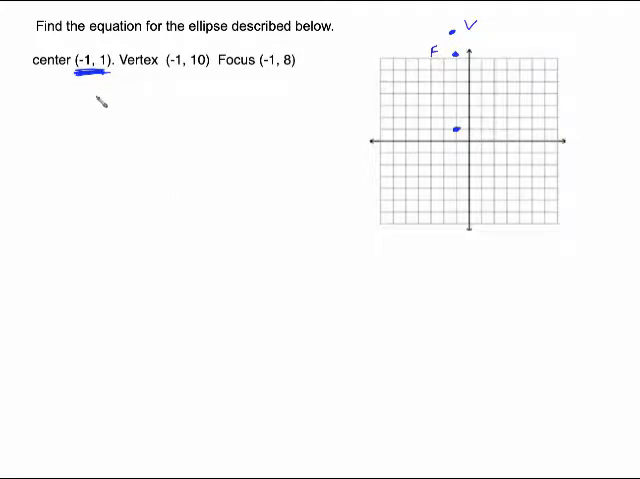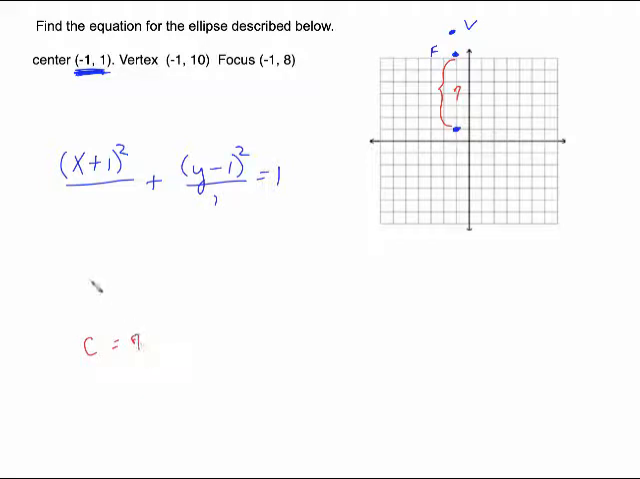Because we have a different center from 0, 0, I know the top part of this will be x plus 1 quantity squared over something, plus y minus 1 squared over something equals 1. So now I just have to use my graph to do a little bit of counting. From the center to one of the foci is right there, and that is a distance from going from 1 up to 8, which means that distance is 7. So c is 7.